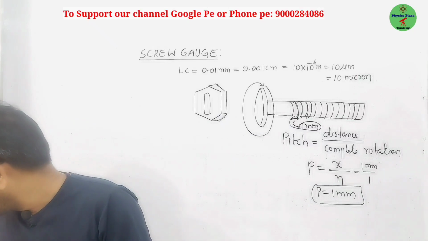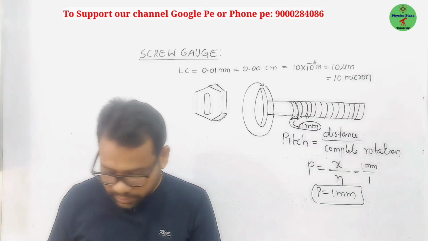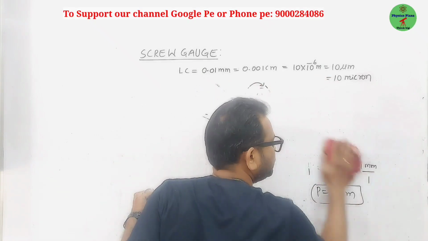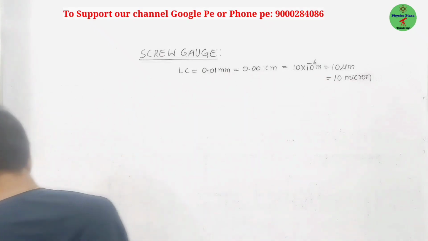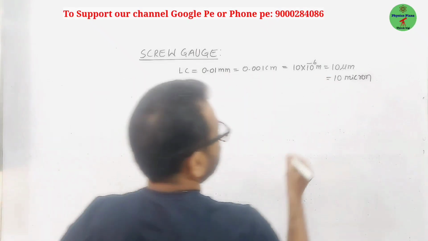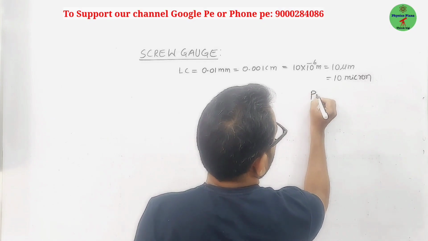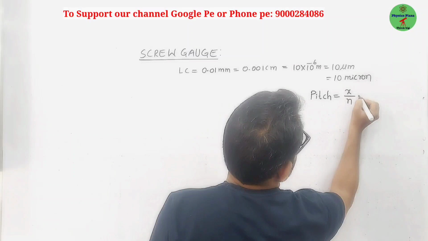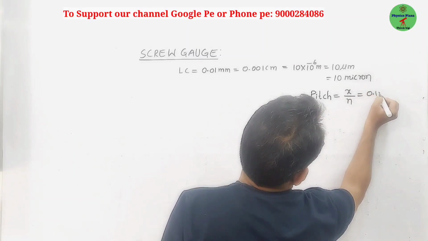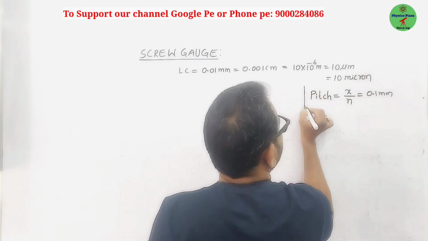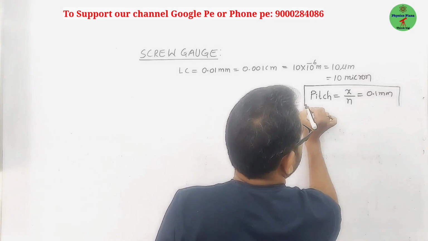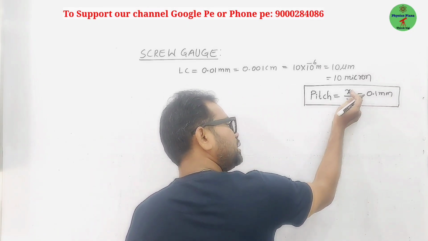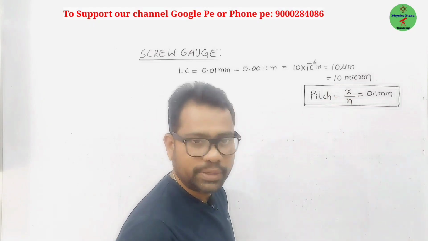Yes. Now let us try to understand the least count. First we spoke about the pitch, and the pitch concept is already clear. So pitch is equal to x by n, let us write here, children. In the ideal case it is 0.1 millimeter in general. For regular screw gauges it is 0.1, because for one complete rotation the screw travels 1 millimeter, hence we get 0.1 millimeter.